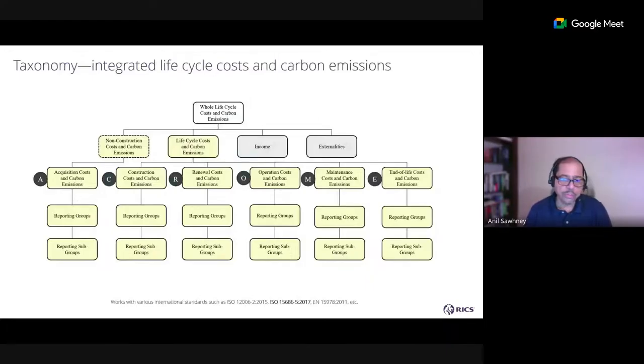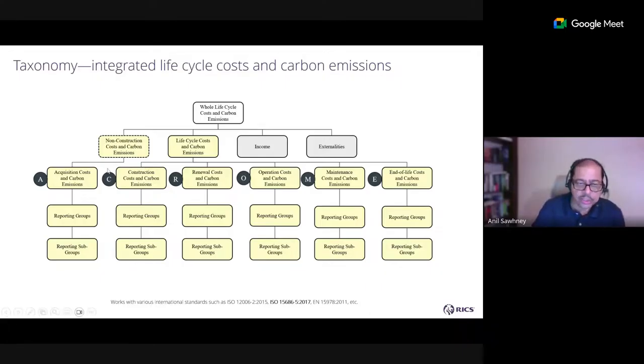This is how the taxonomy looks, and that's how it gets the name A-Chrome across. So you have whole life cycle costs and carbon emissions. That is the goal of producing this with ICMS so that we can have a consistent hierarchy. So you have your non-construction costs and carbon emissions. Remember, we had acquisition or pre-construction. That's sitting right here. Then you have your module A emissions and related costs.